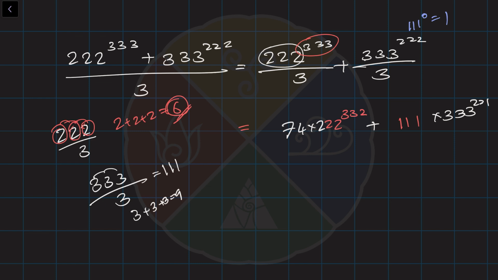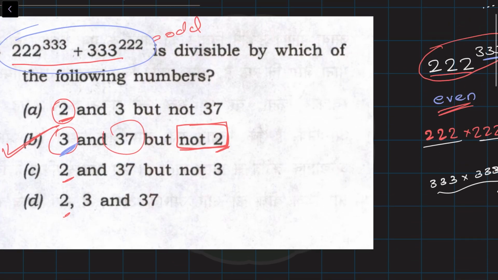So this entire number is divisible. The left side and the right side of the addition are divisible. If both sides of the addition are divisible, the entire number will also be divisible. Okay, so that's how you check the divisibility by 3. Now we can also check the divisibility by 37.